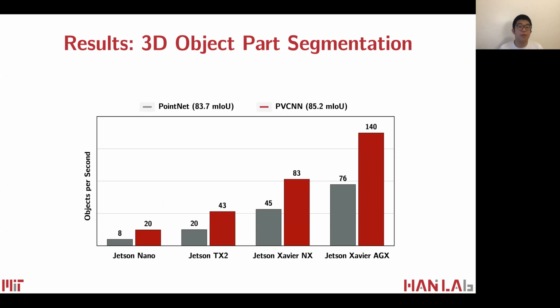It can achieve real-time performance on lightweight edge devices, including Jetson Nano, which only consumes the energy of a light bulb. On slightly more powerful hardware such as Jetson Xavier, it can process more than 100 objects per second, which is roughly 2 times faster than the previously fastest model, PointNet.